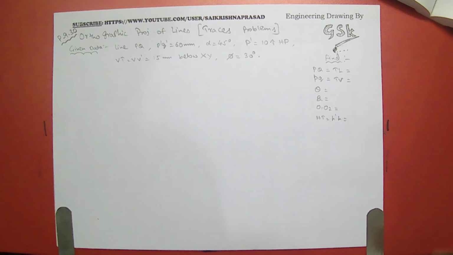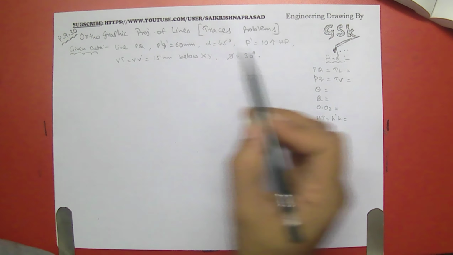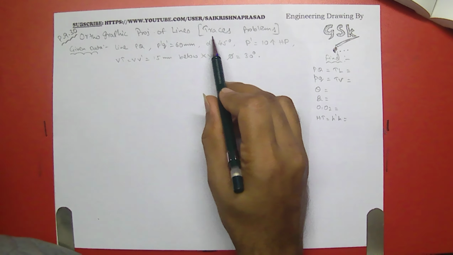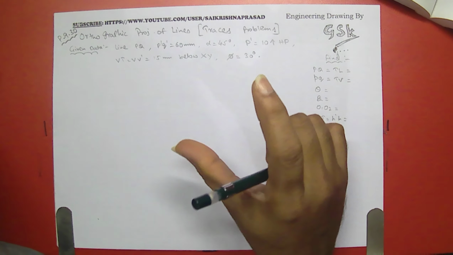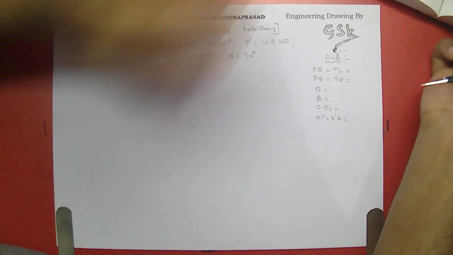Hello students, welcome back. In this session we are going to discuss orthographic projections of lines. In this we are going to discuss trace problems, meaning with a given trace dimension we are going to find the whole solution. So now I am going to discuss this question from the Basant Agarwal textbook, exercise 9b and problem number 9.30.